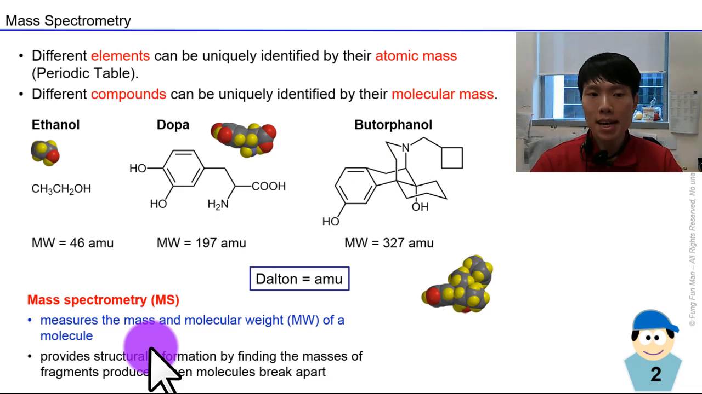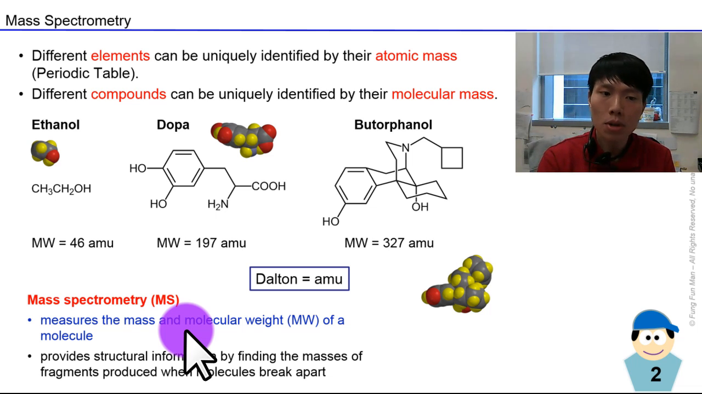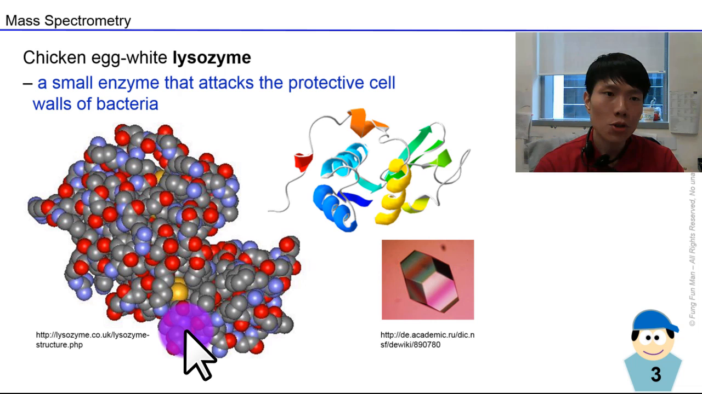So in mass spec, we measure the mass or the molecular weight of a molecule as a whole entity, or we can chop it up into fragments and then measure the outcome. Now this picture shows chicken egg white lysozyme. It says here that it is a small enzyme that attacks the protective cell wall of bacteria. Now isn't that very oxymoronic? Small enzyme. We know that an enzyme is a quaternary protein, a macromolecule. Your primary, secondary, tertiary, and quaternary structure is a huge molecule.